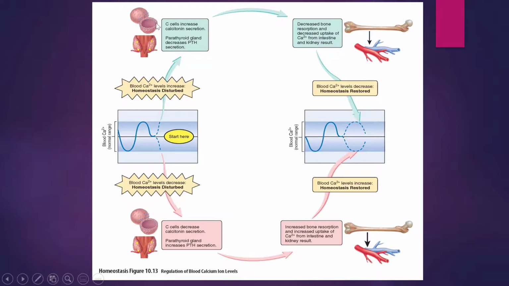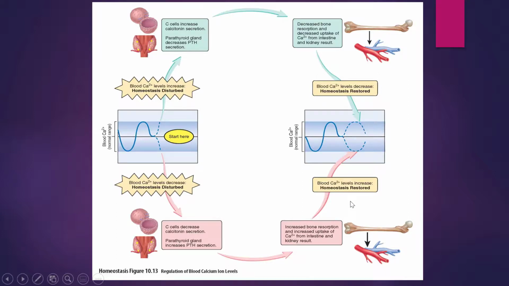So right here, when the blood calcium level goes high, when it is increased, and homeostasis is disturbed, the C cells of your thyroid gland would now increase calcitonin, which is the hormone, and the parathyroid gland would decrease the parathyroid hormone secretion. So here, calcitonin is increased, and there's going to be decreased bone resorption and decreased uptake of calcium from the intestines and the kidneys, and blood calcium levels would eventually decrease, and homeostasis is going to be restored.